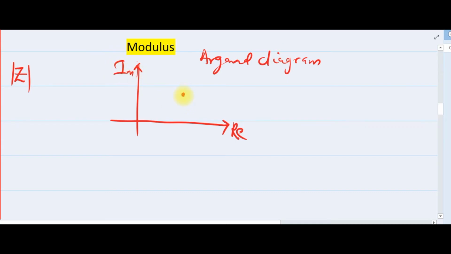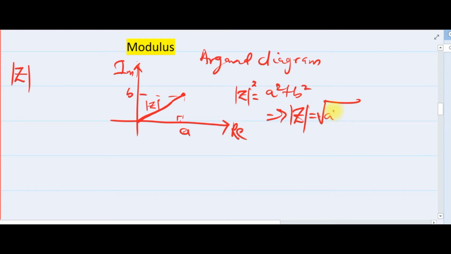So assuming this is a complex number, this is our a, our real part, and this is our b. The distance from the origin is the modulus. We denote it by putting the absolute value bar here. And if you check using the Pythagorean theorem, you see that z squared equals a squared plus b squared, which implies that z itself, the absolute value of z, is the square root of a squared plus b squared.